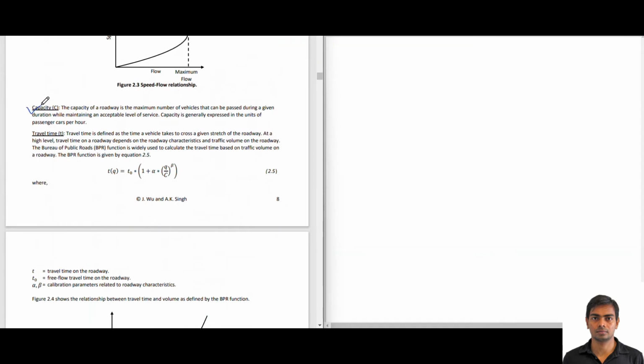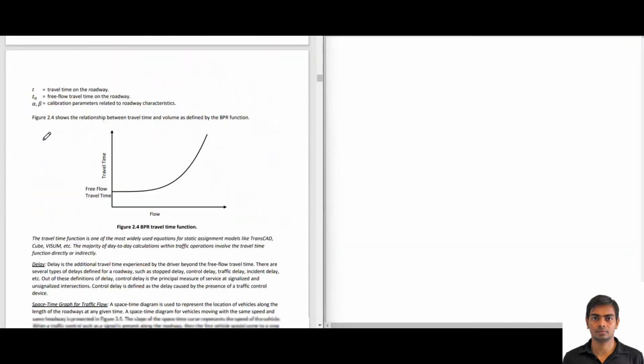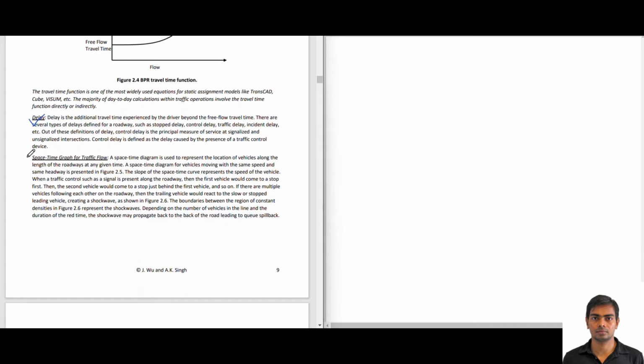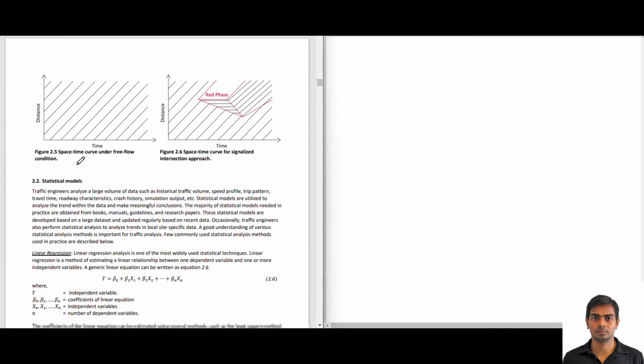Then the capacity of a roadway network, travel time functions and some of the properties of travel time functions, delay, and what kind of delay is important for us to define level of service. And then we looked into the space-time graph. The space-time graph is usually used in Synchro analysis.